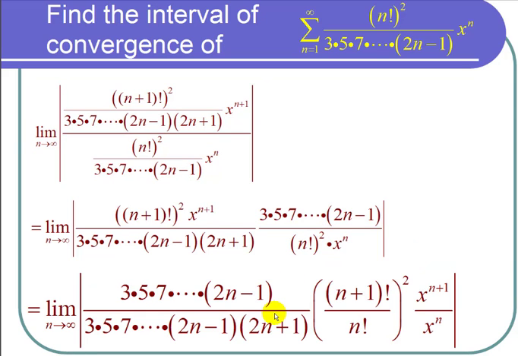So let's see what we can cancel. The 3, the 5, the 7, all the way to the 2n minus 1, all those cancel. And I'm just left with a 2n plus 1 in the denominator.